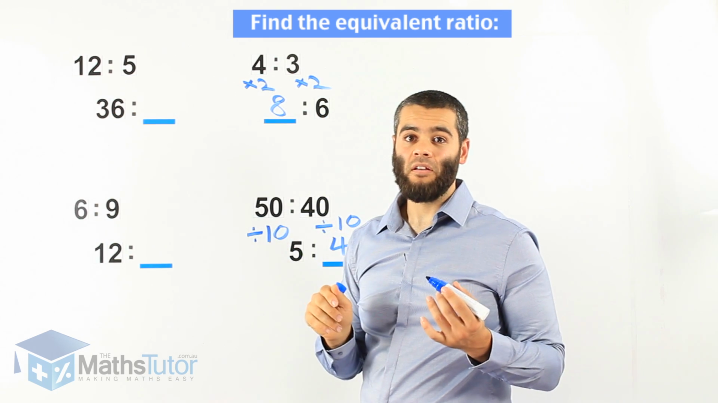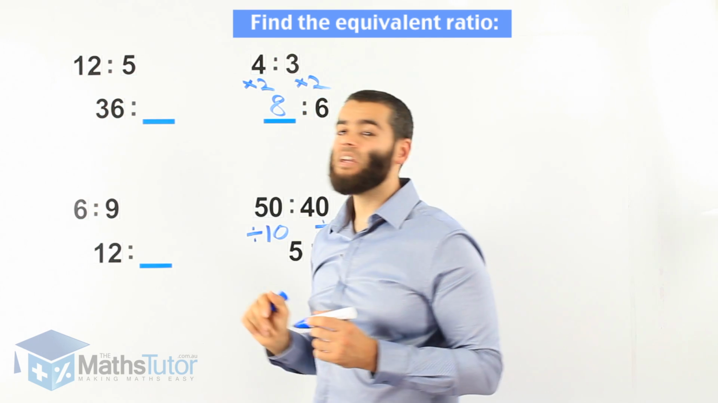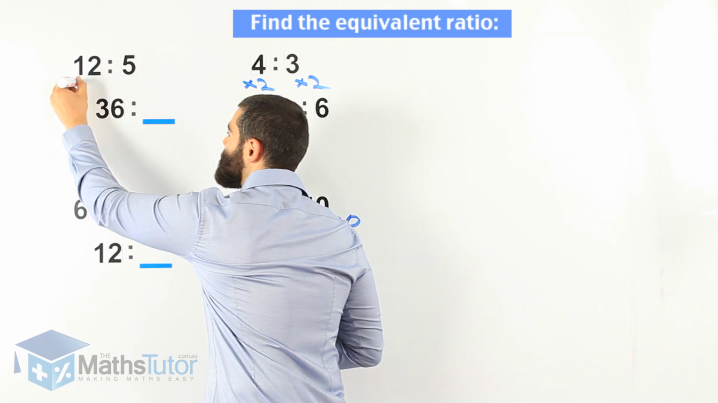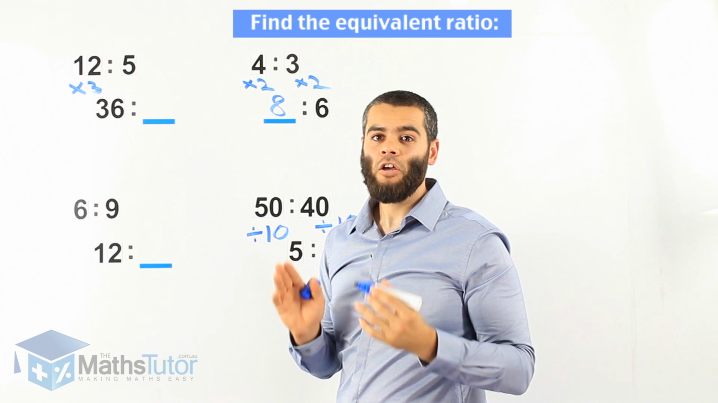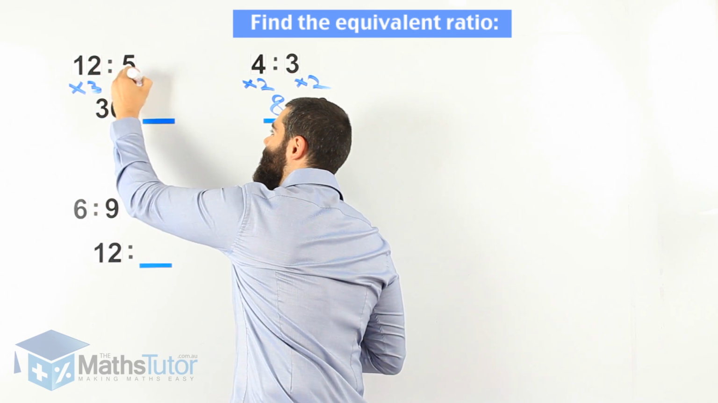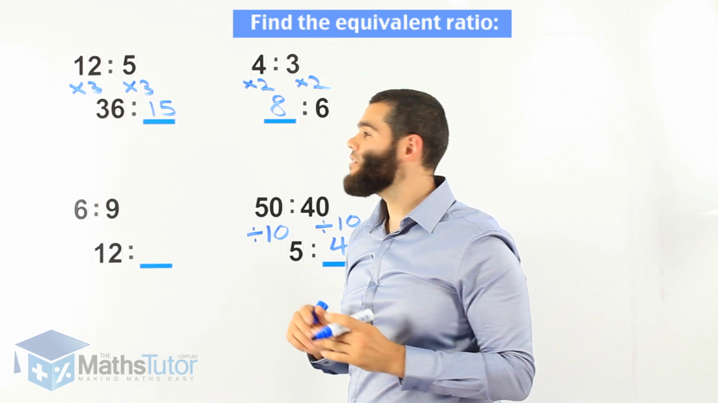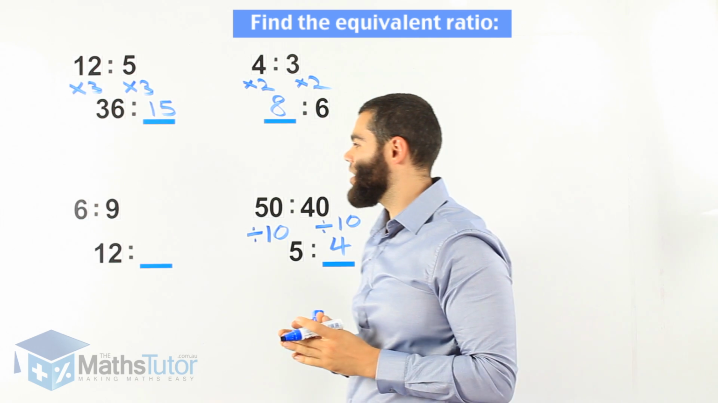What is that something? It's missing. Let's find out. From 12 to 36, how do we get from 12 to 36? We know 12 times 3 is 36. Again, what we do to one, we got to do to the other. 5 times 3, 15. So 12 to 5 is equivalent to 36 to 15.